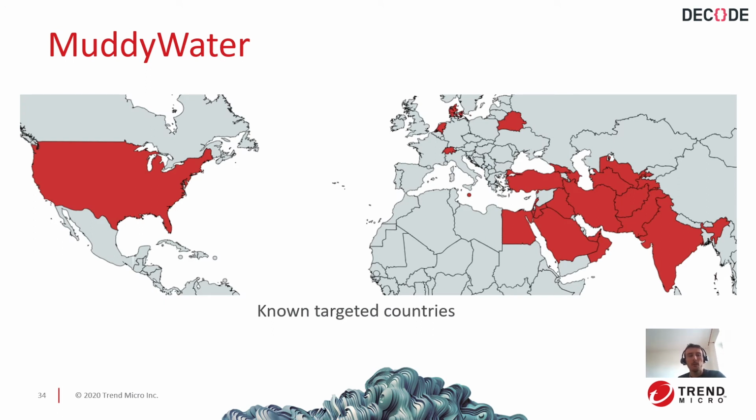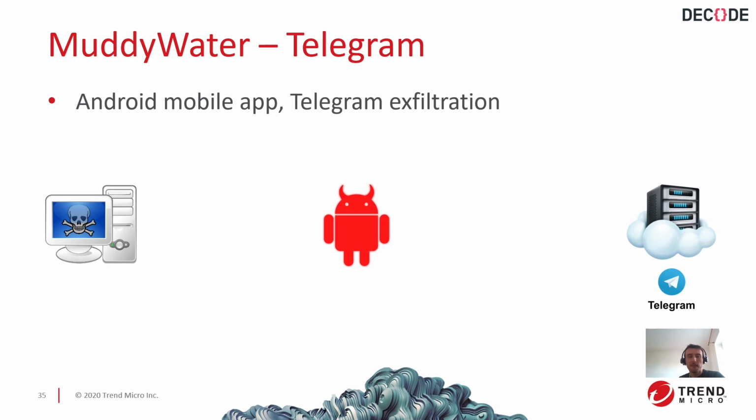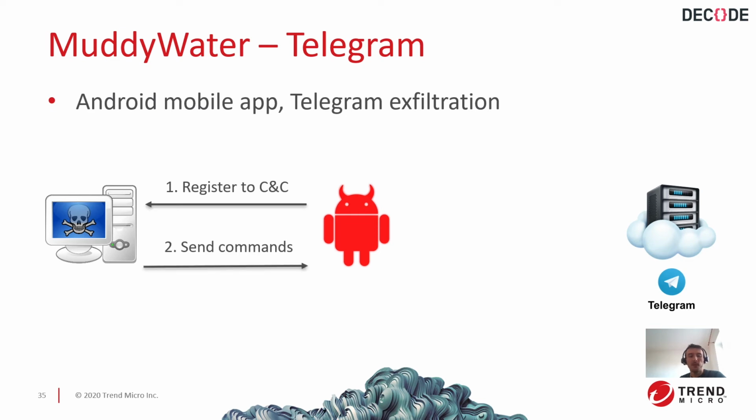Let's continue with another very interesting threat actor. It's called MuddyWater. It's based in the Middle East, and it mainly targets countries in the Middle East. The first malware we analyzed was a mobile application which uses Telegram for exfiltration. Again, the beginning is similar to the previous cases, the registration and receiving commands from the traditional CNC server. However, stolen files are uploaded to a Telegram channel.